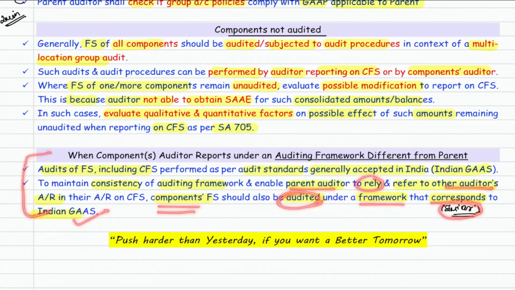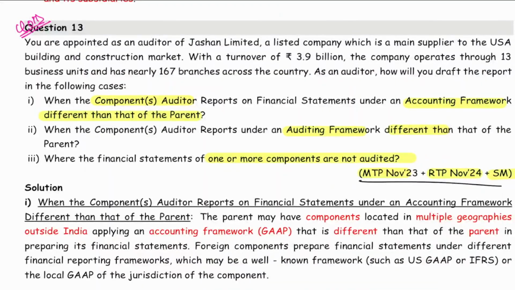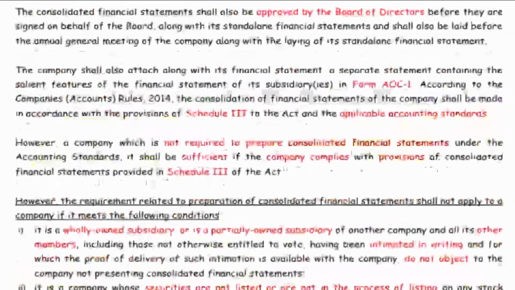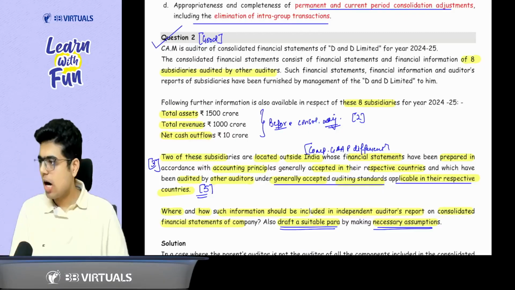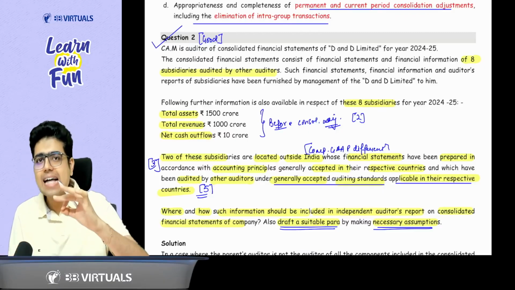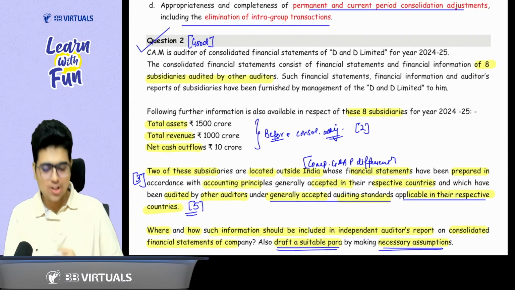We have covered all the cases. Yes, sir, we have covered all the cases. Now, sir, once we are done with these cases, please come to your question bank. In the question bank, come to question number 2. How was question number 2? Classic question, sir. Classic question given in your test, your understanding of study material.